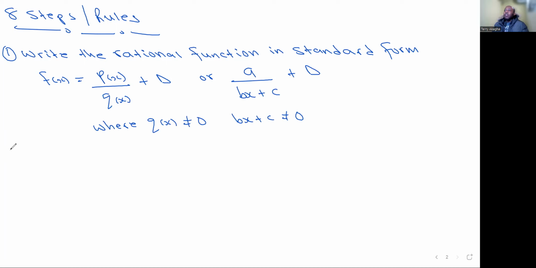So when you've written the rational function in the standard form, the next thing you have to do is to factorize the numerator of the function. So the next thing you do is that you factorize the numerator of the function.